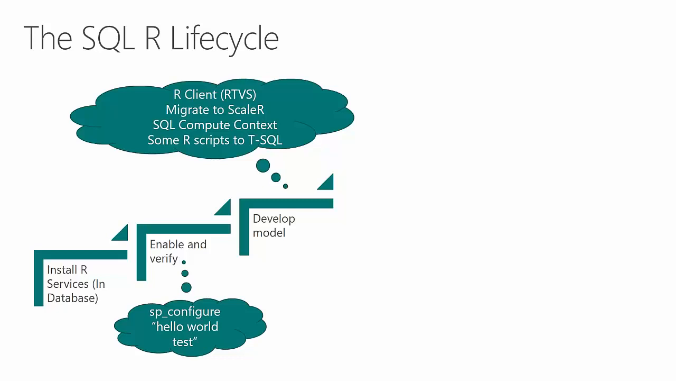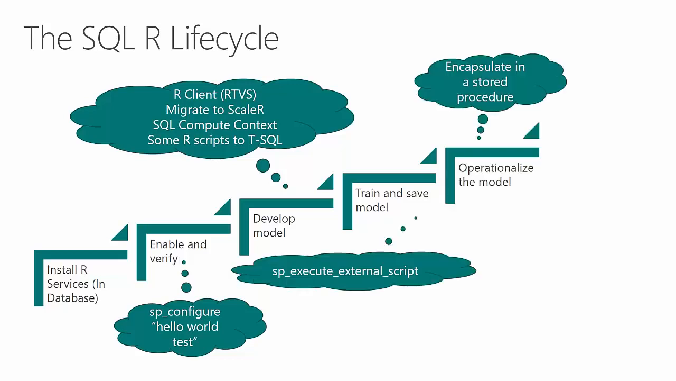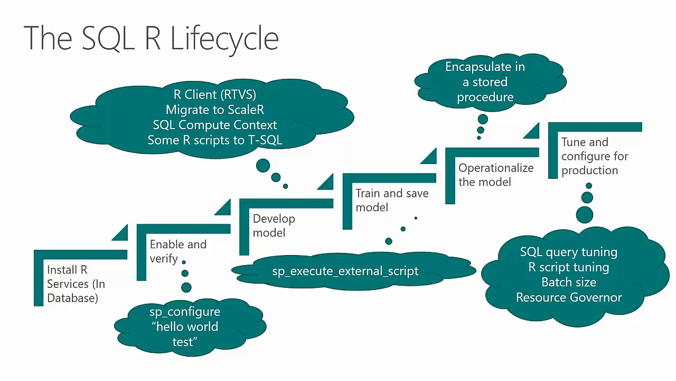Then the model process, we looked at it: this is where you train your model, look at data, visualize results and so on. Here you can use any R client. You can use what is called compute context, which is basically pushing R execution from your R environment to SQL Server. Then you can train and save the model in SQL Server. The last one we looked at was how you put this in a proc so that it can be used in your report or your Java application, whatever. And then how do you tune and configure this?